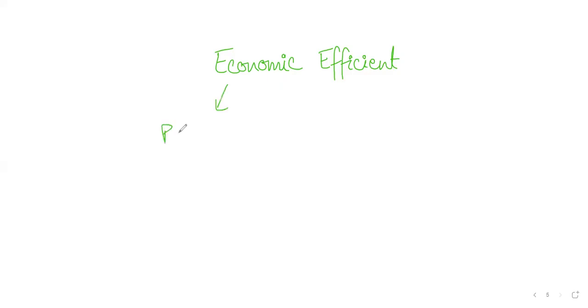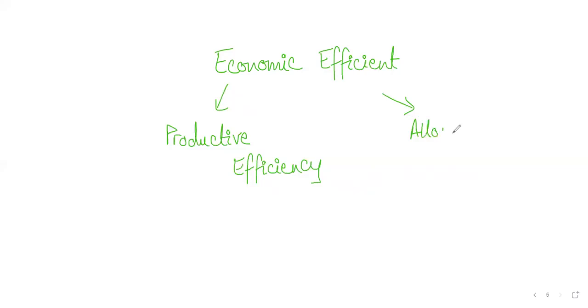So the two components of economic efficiency are productive efficiency, that we are about to discuss right now, and the other component that we'll discuss after this, allocative efficiency. So productive and allocative efficiency make up economic efficiency. Okay, now this being said, we will discuss both of these two terms in detail. Productive efficiency is very simple and easy to understand.